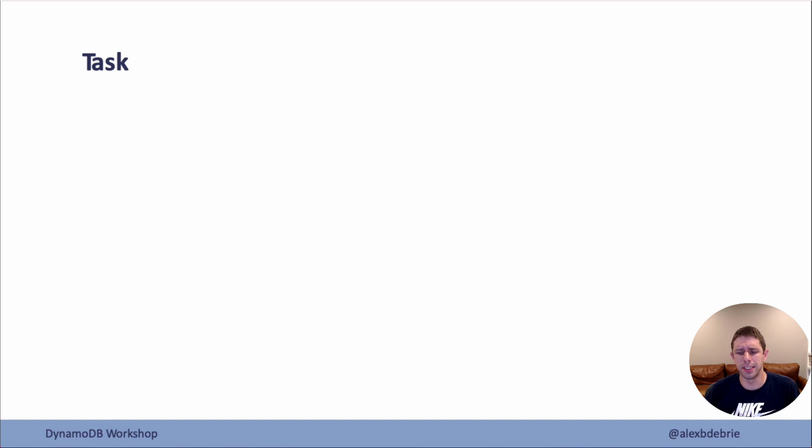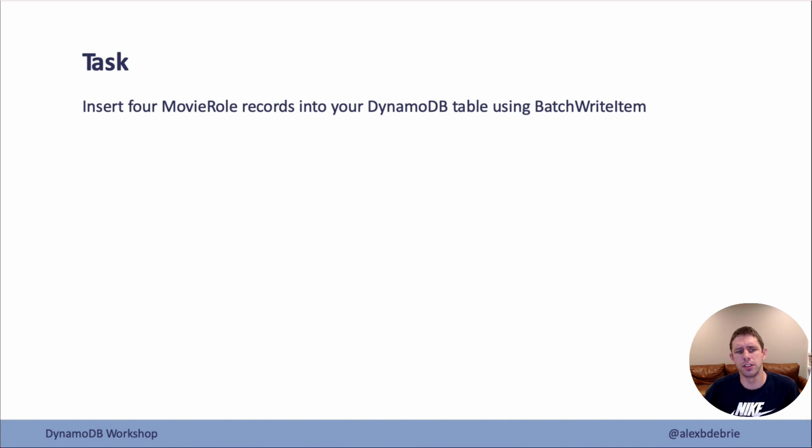So let's hop into our task. I want you to look at the documentation around how BatchWriteItem works and use it here. Your task is going to be to insert 4 movie role records into your DynamoDB table using BatchWriteItem. If you look in the repo, I have some items in a file called items.json in this second lesson folder. Use that if you want some items to write in there, but take some time and figure out how to do that. I'll pause this as you need to, and we'll come back and see how to do it.